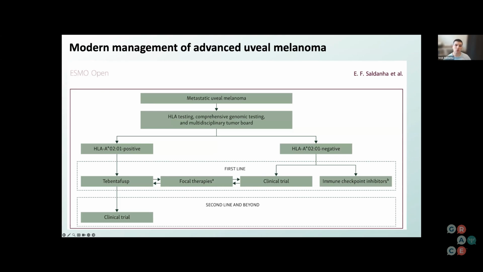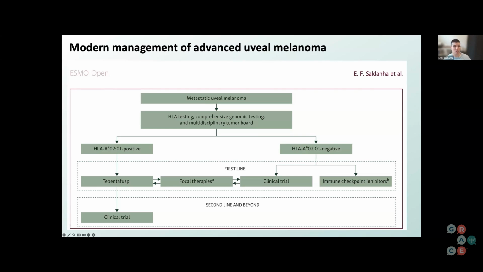Then what we do in our center is test these patients for HLA so we can stratify systemic treatments moving forward. We also discuss this patient's case in our multidisciplinary tumor board, where we gather consensus from our colleagues, and we always do what we call comprehensive genomic testing for these patients in order to try to match patients to clinical trials and to prognosticate as well.